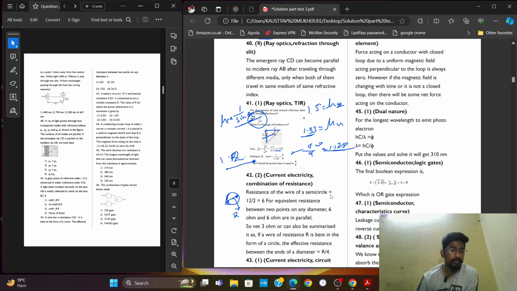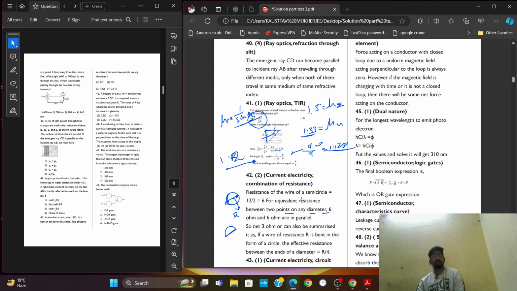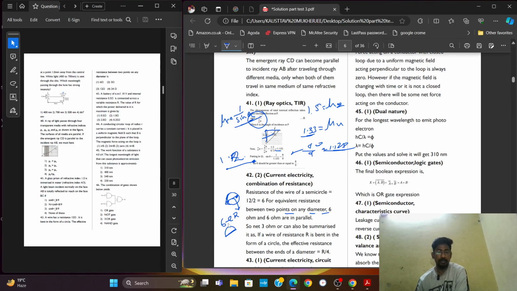The effective resistance between 2 points, to form a circle, the equivalent resistance between 2 points on the diameter. If we consider the diameter, it will become a half circle or semicircle, right? So here, as the length becomes half, the resistance will also be half. Now, if we add the other part of the circle, you will get 6 ohm here also. So these two are in parallel, right? So you have to calculate the RP.